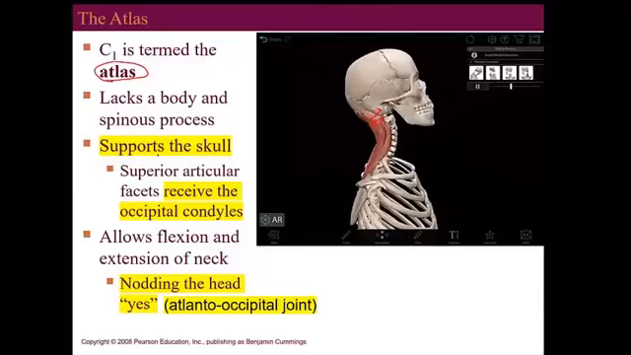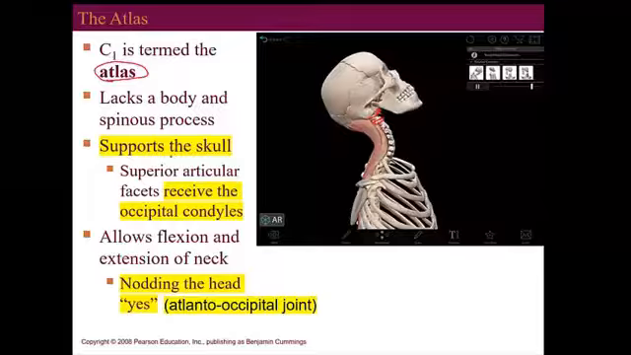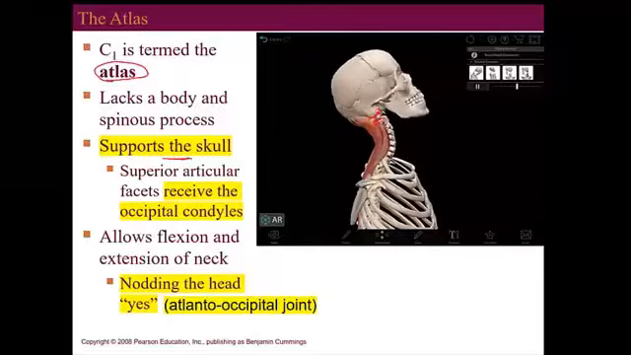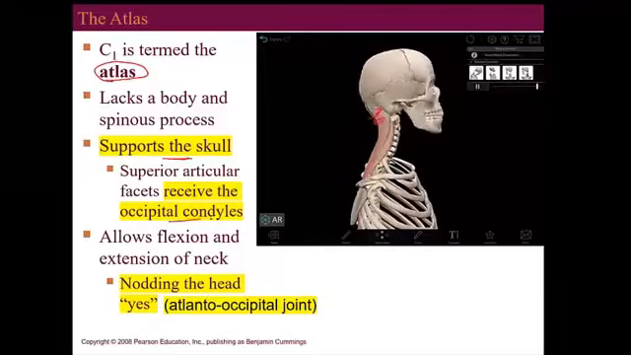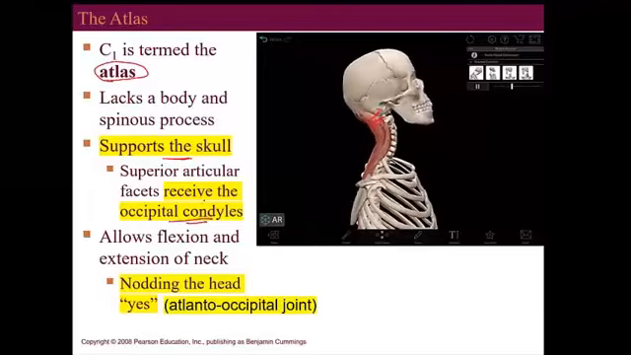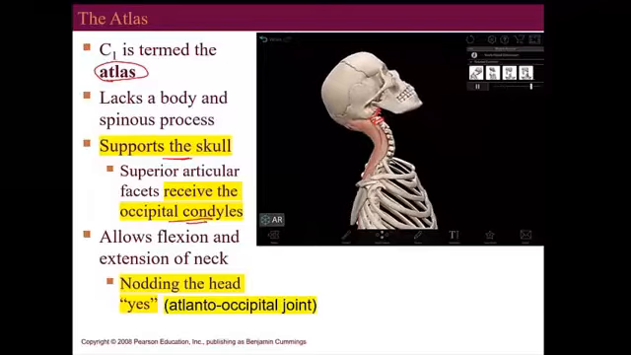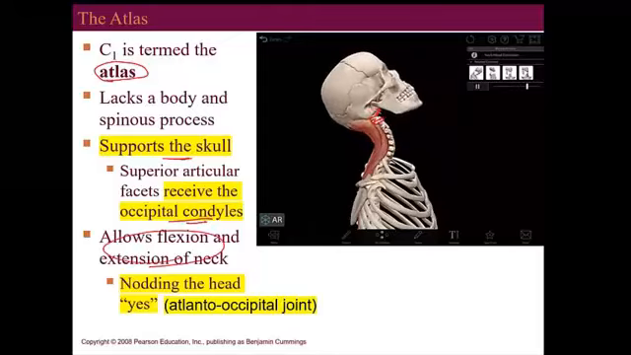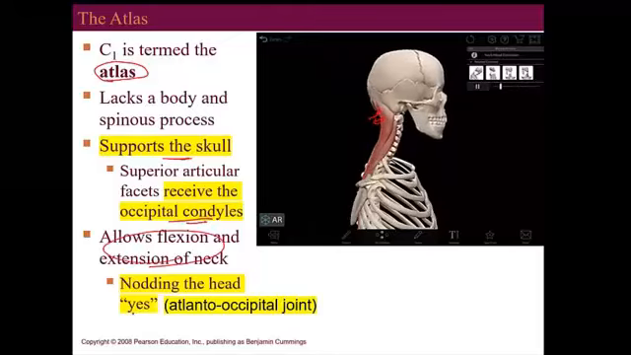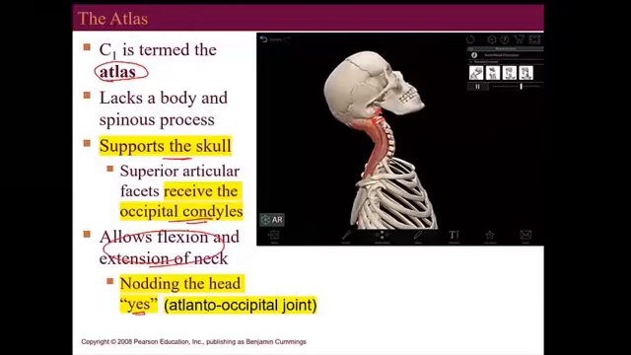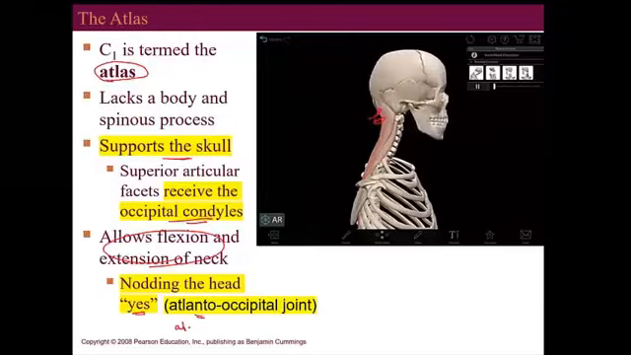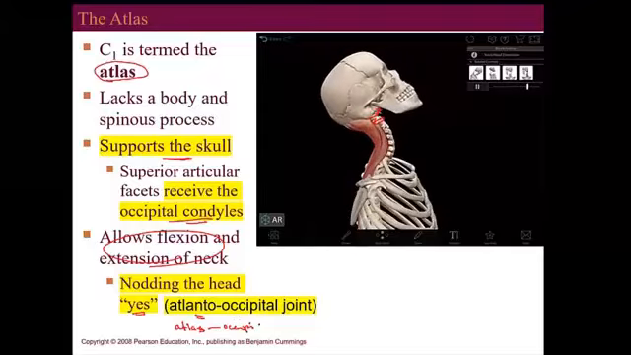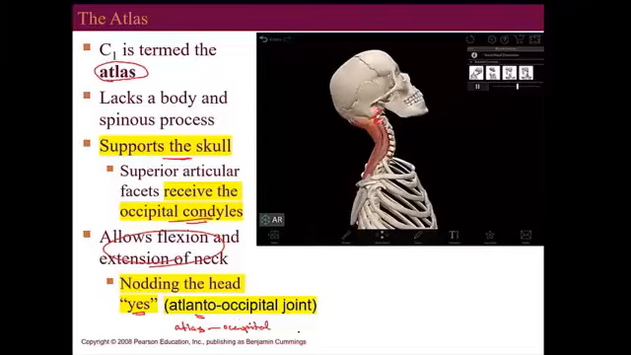And the main important use is to support the skull, and they actually articulate with the occipital condyles of the skull. And that's the one that allows you to flex and extend the neck. So flexion and extension of the neck, such as nodding yes, is between the atlas and the occipital bone, and we call that the atlanto-occipital joint. So that's how you say yes.